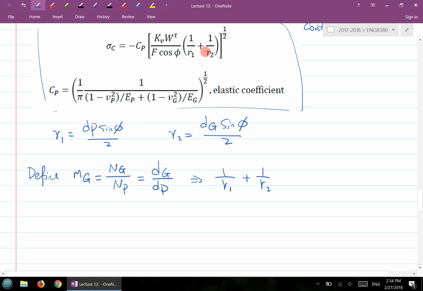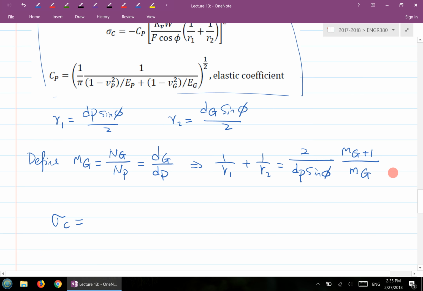So the 1 over R1 plus 1 over R2 can be simplified into 2 over dp sine phi, and then mg plus 1 over mg. Okay, mg over mg here. So that 1 over R1 plus 1 over R2 can be simplified into this equation. Then I can substitute into the sigma c here. The negative sign you can neglect; it just means it's a compressive stress, right?